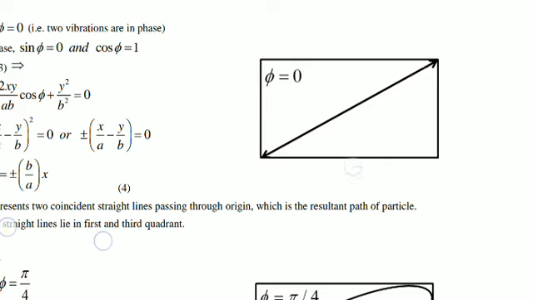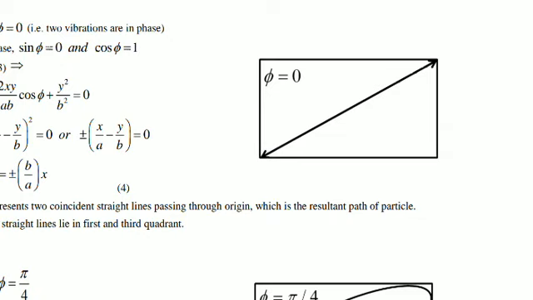Okay, y-axis along vertical direction, x-axis along horizontal direction. So plus y is equal to plus b by a into x. That will indicate the straight line passing through origin and lying in the first quadrant. Minus y is equal to minus of b by a into x. That is indicating the straight line passing through the origin but lying in the third quadrant. So this equation number 4 indicates the pair of straight lines, lying in first and third quadrant.